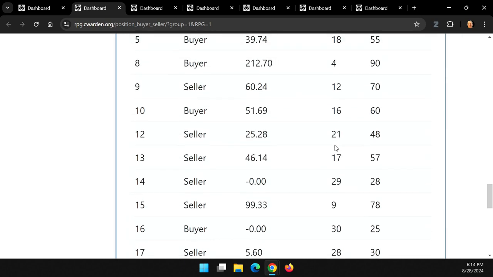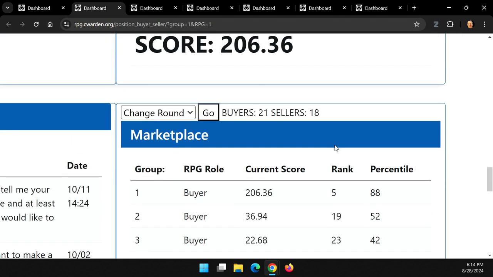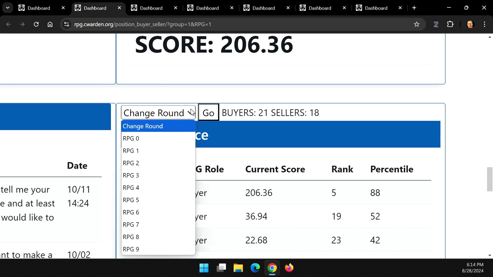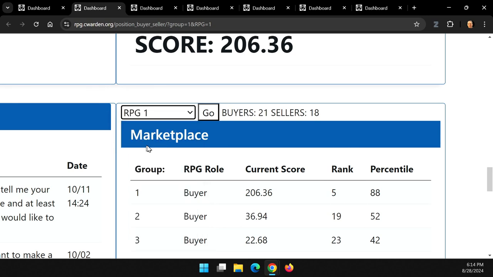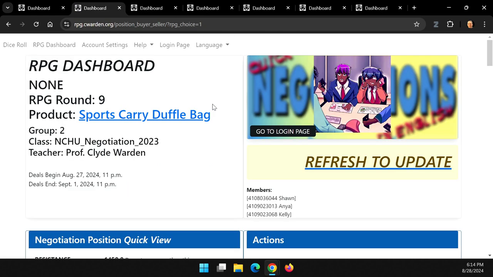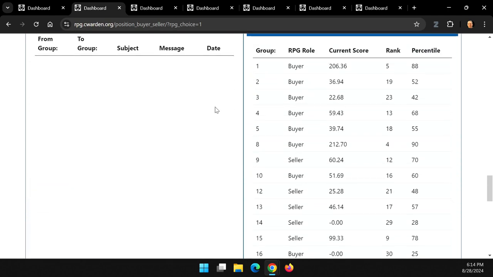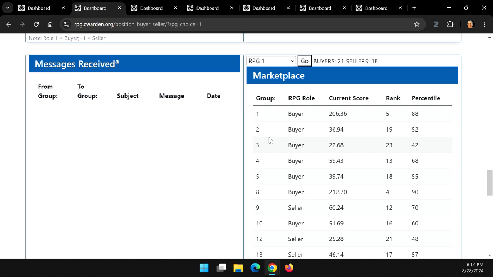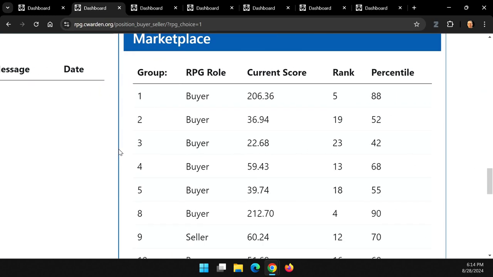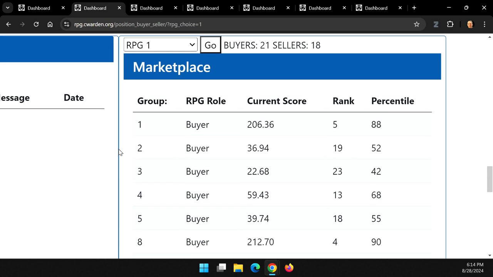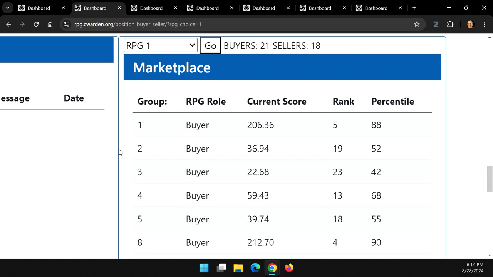So this marketplace section will list all of the players, all of the groups in the current RPG. However, you can also look at other RPGs. So you can use this drop-down menu and you can look at previous RPGs. So if we want to look at, for example, RPG 1, we choose one and then press go. The page will refresh and then we come down here and we are now looking at RPG 1. We can't change RPG 1.